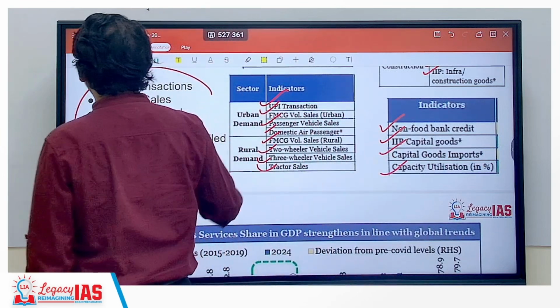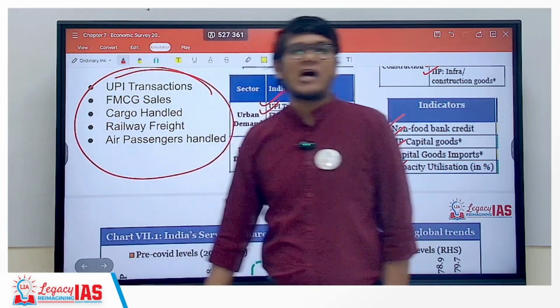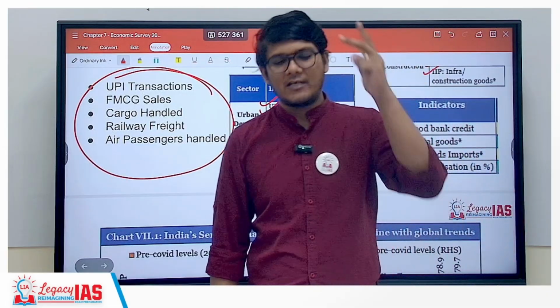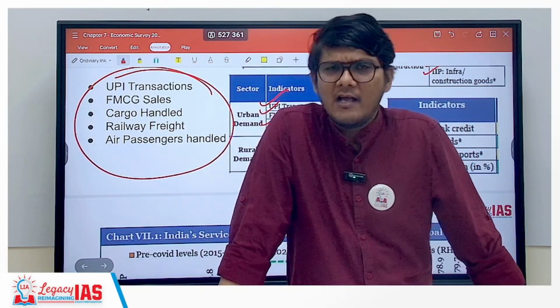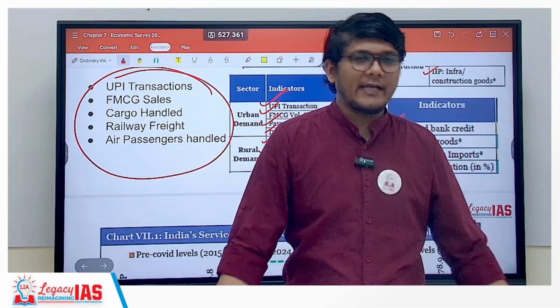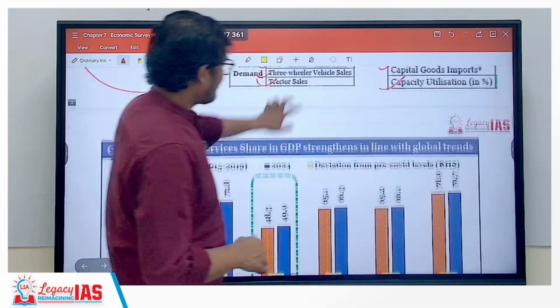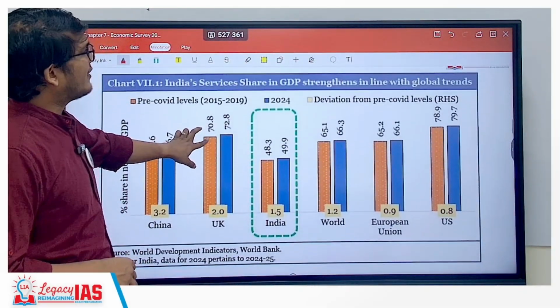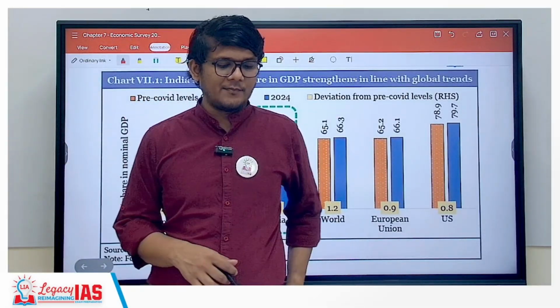Basically, any data point in the economy which comes at a high frequency, either daily, weekly or monthly, is high frequency data, else it's not. It can be literally anything. So let's now move ahead with the detailed analysis of this particular chapter.